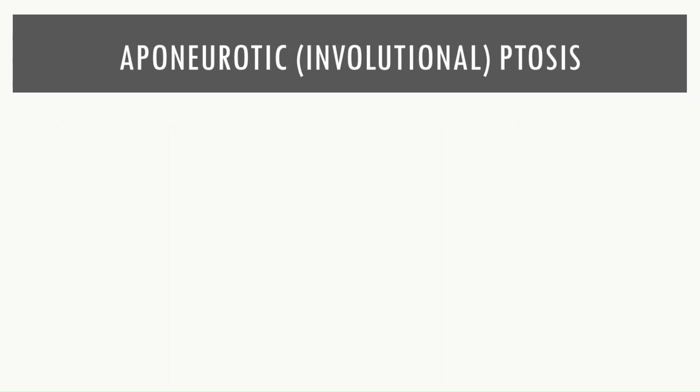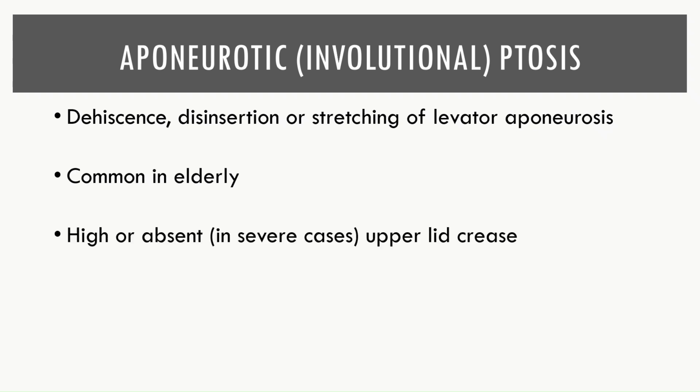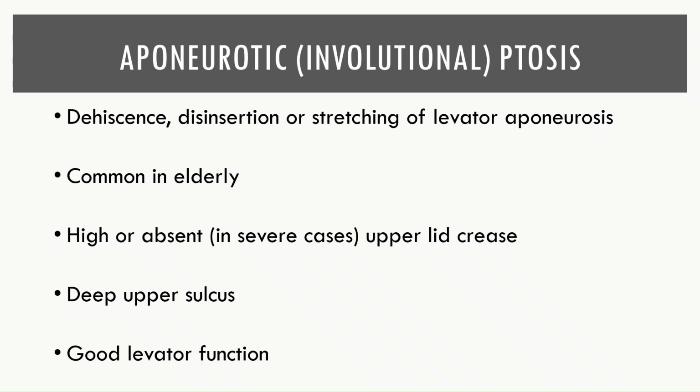Aponeurotic or involutional ptosis is caused by dehiscence, disinsertion, or stretching of the levator aponeurosis. It is common in the elderly. High upper lid crease and deep upper sulcus are characteristic findings. In severe cases, the upper lid crease may be absent. These patients have good levator function.